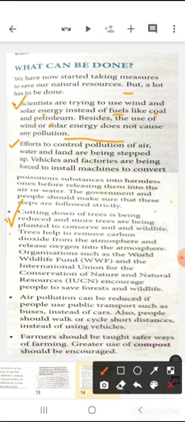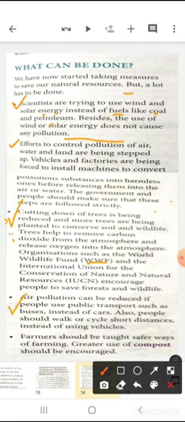Next, cutting down of trees is being reduced and more trees are being planted to conserve the soil and wildlife. Trees help to remove carbon dioxide from the atmosphere and release oxygen into the atmosphere. Organizations such as WWF, World Wildlife Fund, and the International Union for Conservation of Nature and Natural Resources encourage people to save forests and wildlife. Instead of cutting down trees, some organizations are helping in conserving the soil by planting more and more trees and conserving wildlife.